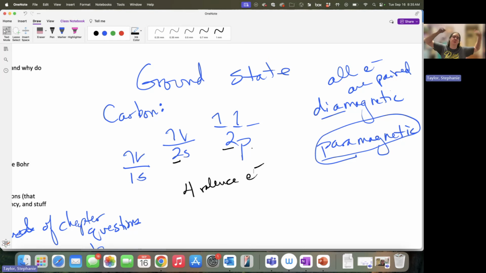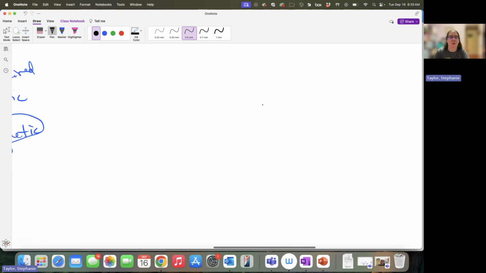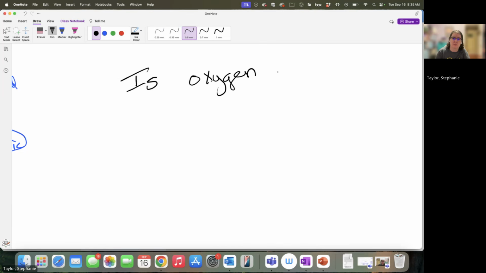So this would be normal for y'all, which is, here is an example, or tell me about carbon and you draw it yourself. So it could just say, is oxygen diamagnetic or paramagnetic in the ground state?